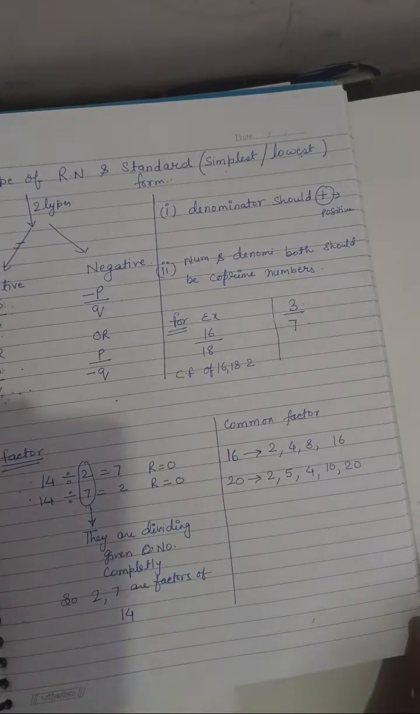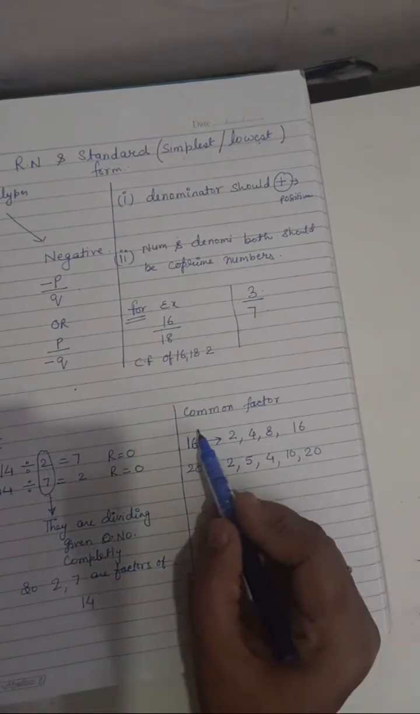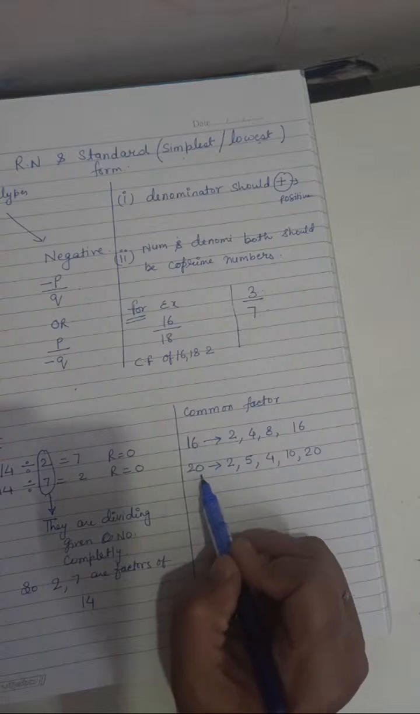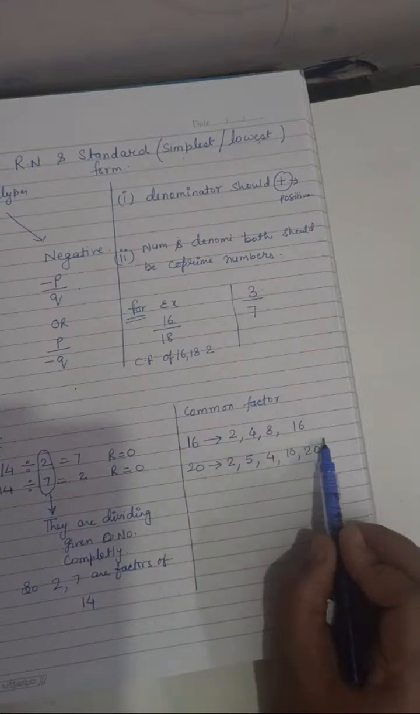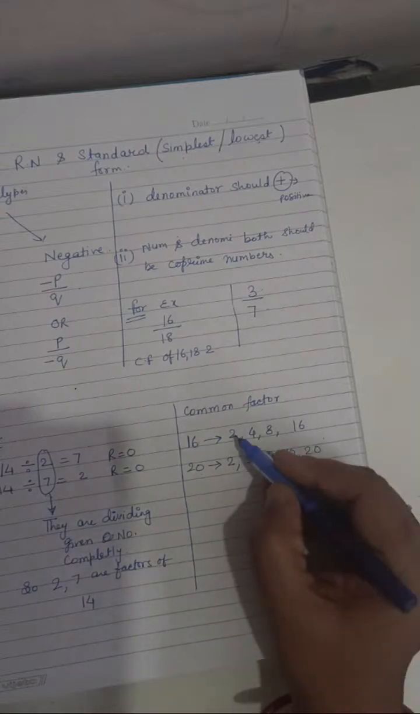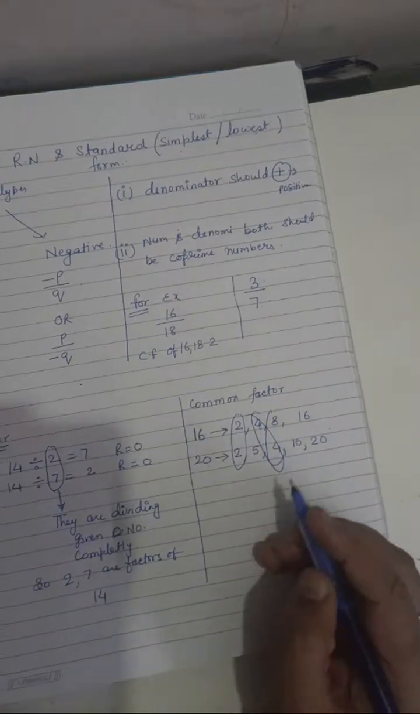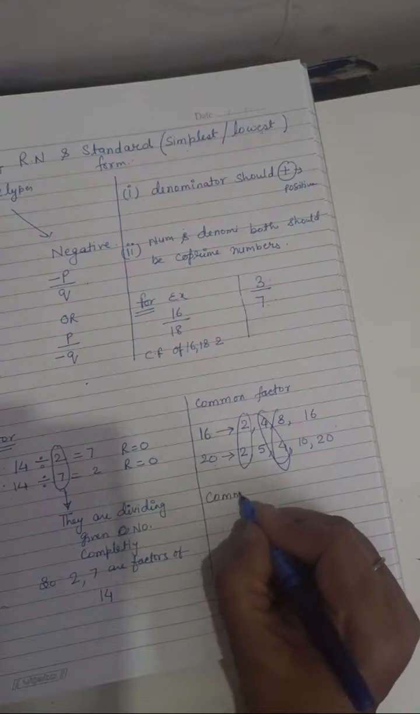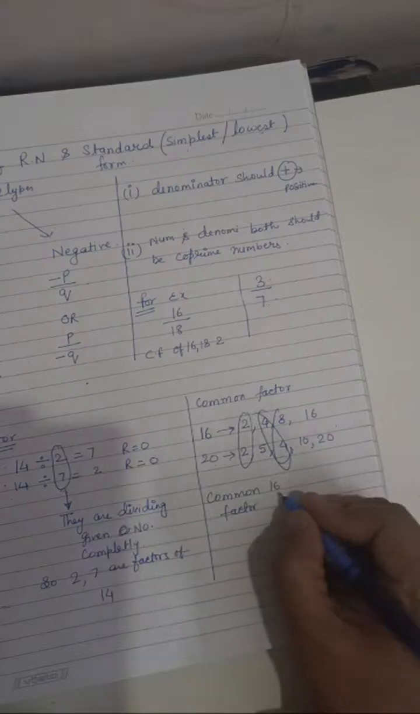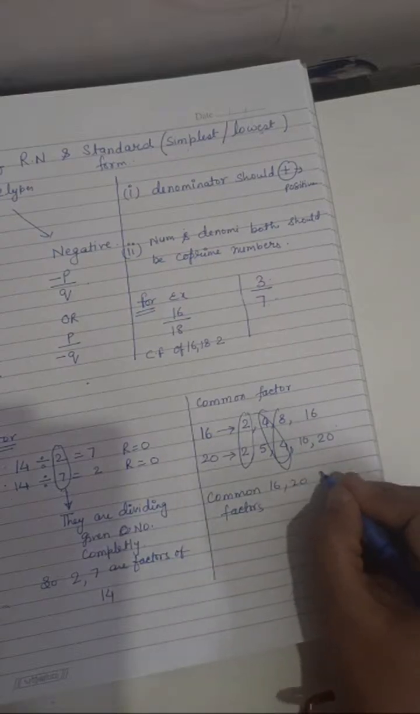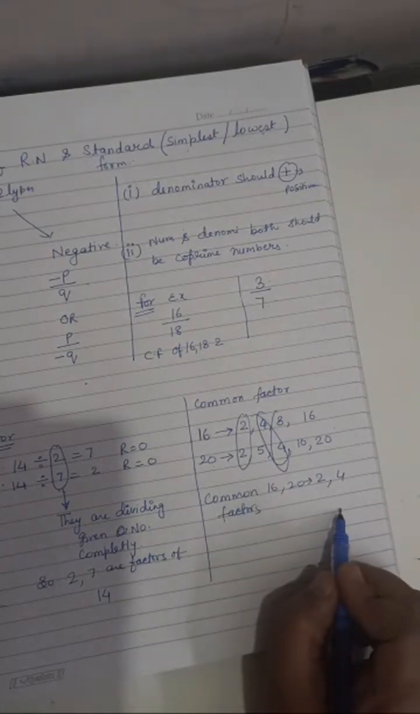Okay. So I have taken these two numbers, 16 and 20. Now I have written all the factors of 16 and 20. So what are we getting? 1, 2 and 1, this 4. Okay. So what are the common factors of 16 and 20? That is 2 and 4. Get it? So this is the meaning of common factor.